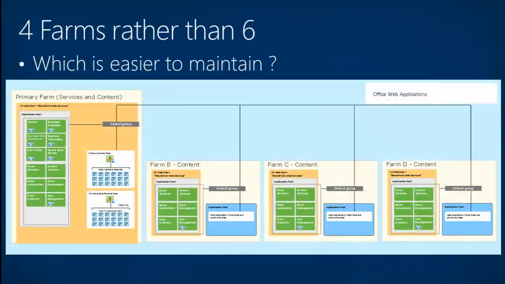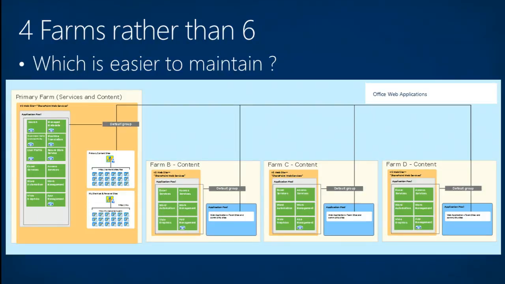If we think of this as a primary services and content farm, where I'm placing my general collab as well as my services in my primary, I've got 4 farms rather than the 6, plus my Office web apps. So just that move alone, one, logically it's easier. You know you've got this primary farm. Two, I have fewer farms to manage, patch and maintain. So you still have content farms. Still have content farms.